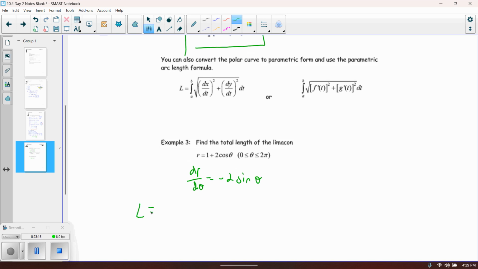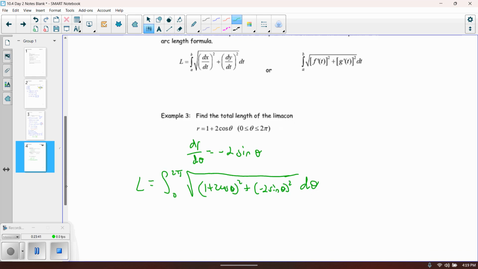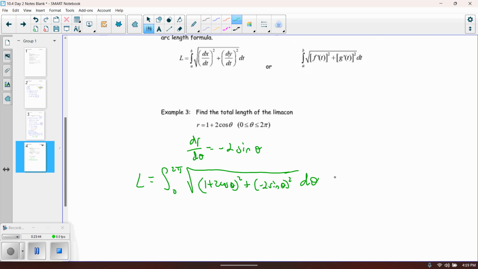So the length is the integral from 0 to 2 pi, the square root of r squared, which is (1 plus 2 cosine theta) squared, plus dr d theta squared, which is (-2 sine of theta) squared, d theta. I'm not going to tell you this one can't be done by hand, but I don't know how easy it would be, so you're just going to plug that right into our calculator at this point, and we should get the approximation to be 13.364.